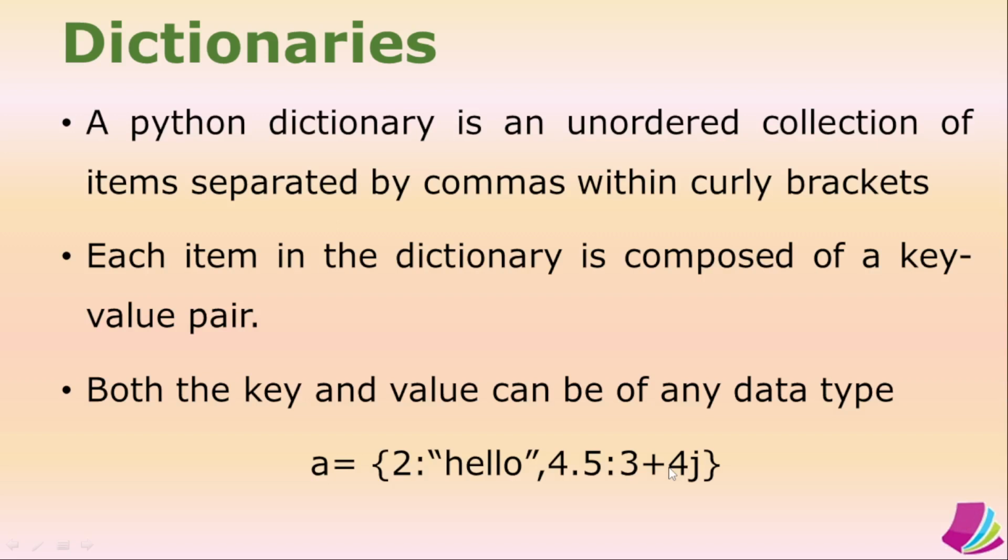It's not the normal index like you did with lists or tuples. It's not like indexing 0, 1, 2. No, the index can be anything. Here the key is like the index, so it can be anything. It can be an integer, a floating point, a string. It can be anything, right? Using the key, you can access the value.